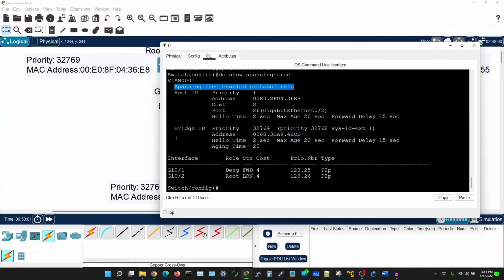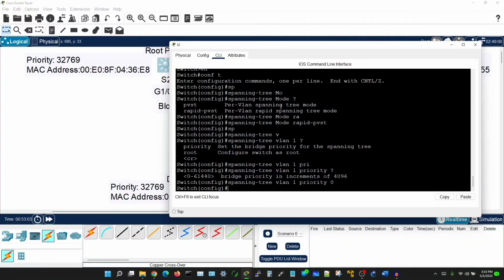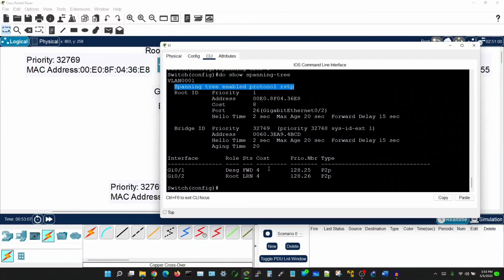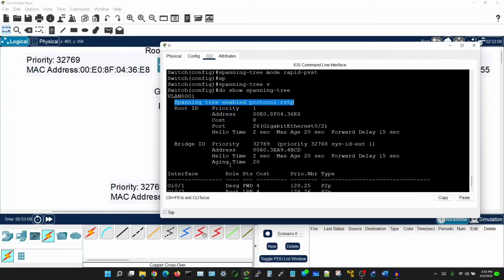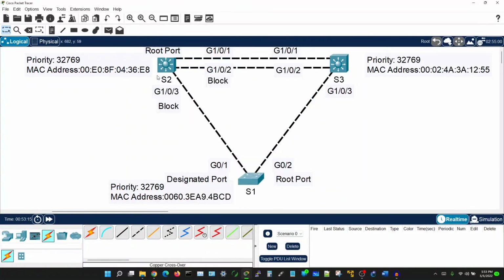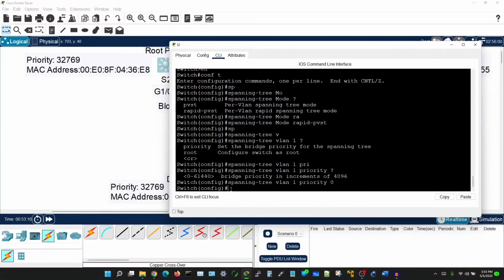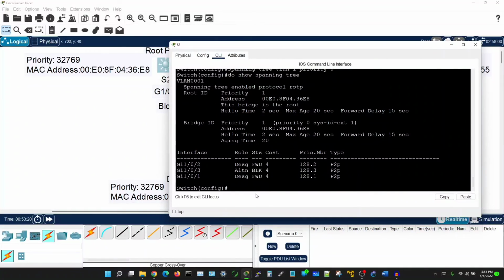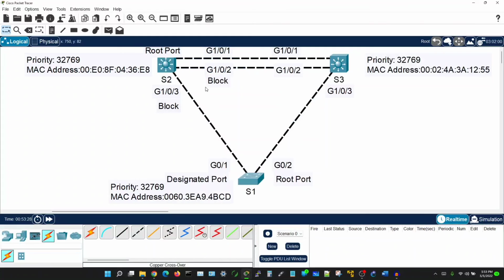Now, what about over here? So, let's see if we have indeed become the root. So I'm gonna go over here, I'm gonna paste that command there, and that should be the root. And behold, I am the root. Okay, I have a priority of 1.